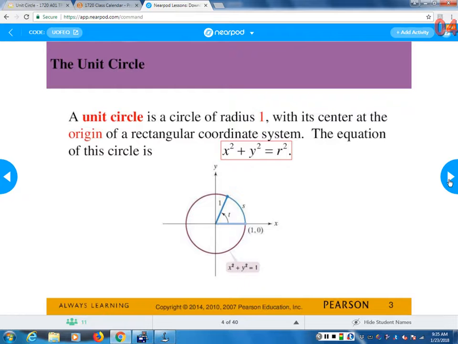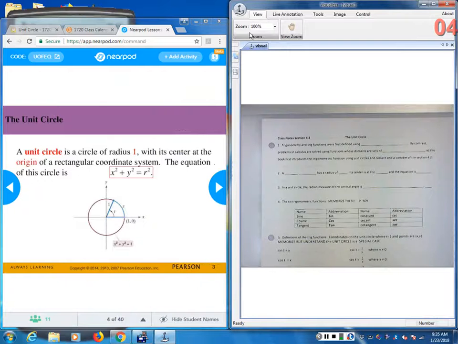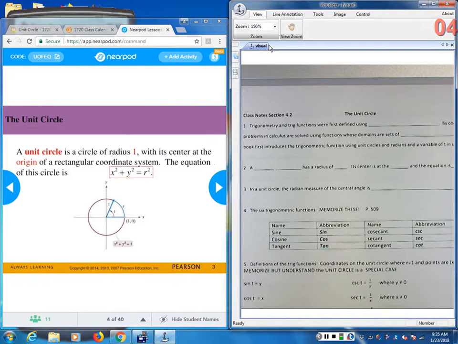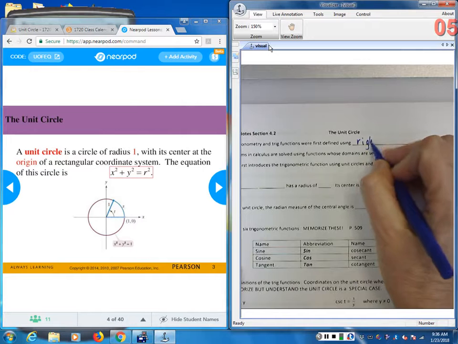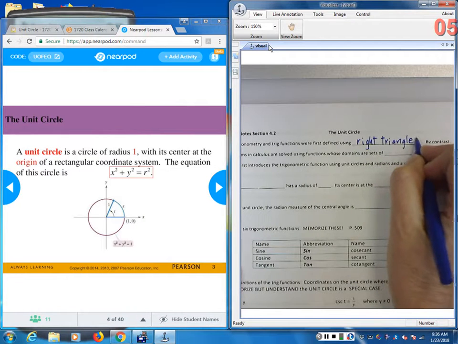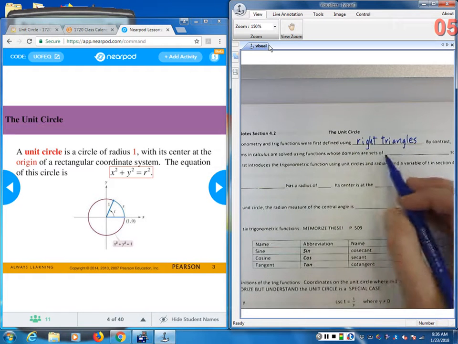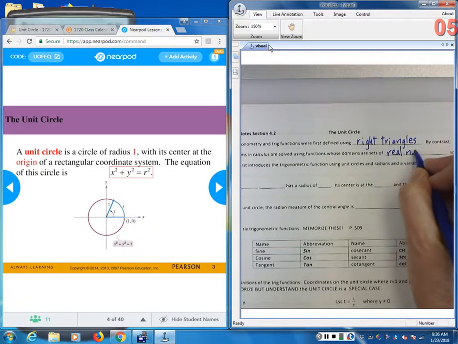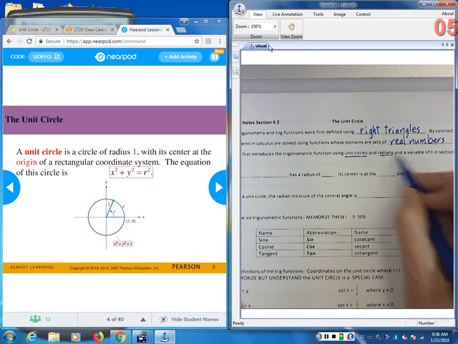Okay, so this is the unit circle, and I've got the filled-in notes posted now. So trig and trig functions were first defined using right triangles, but problems in calculus are solved using functions whose domains are a set of real numbers. So this book first introduces trig functions using unit circles and radians and a variable of t.